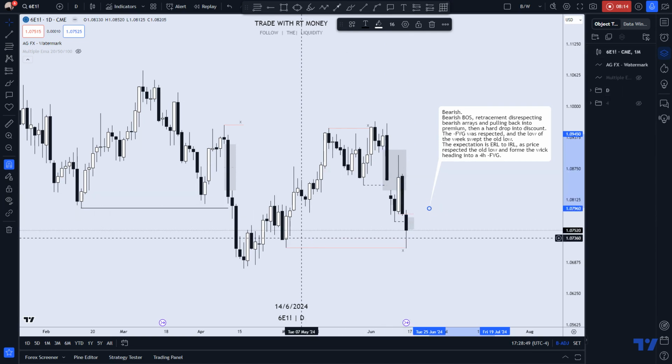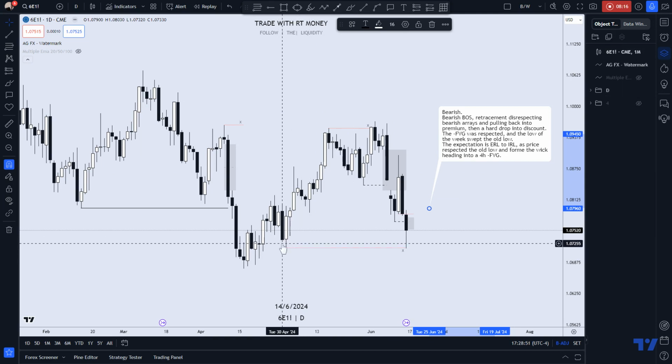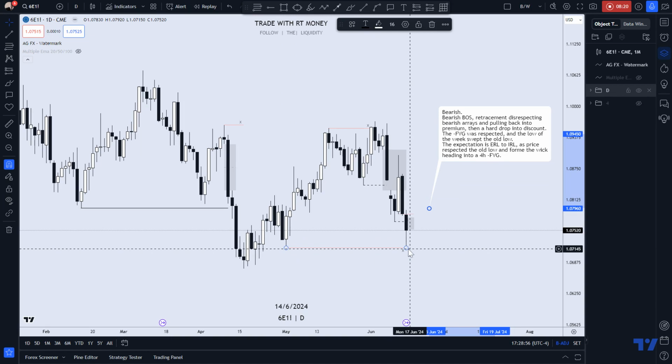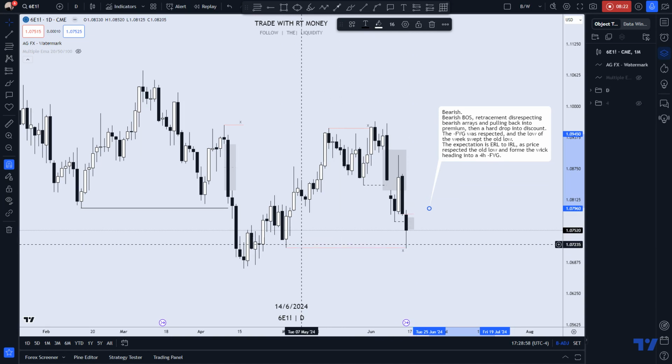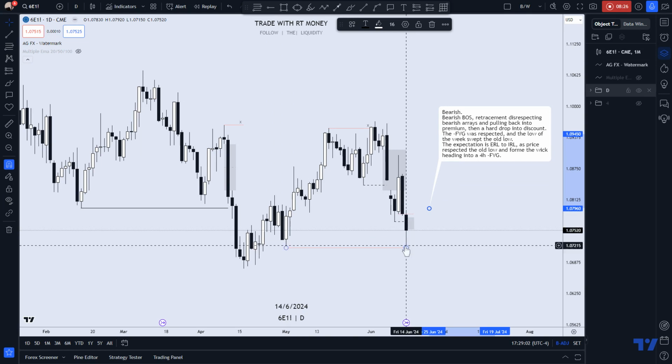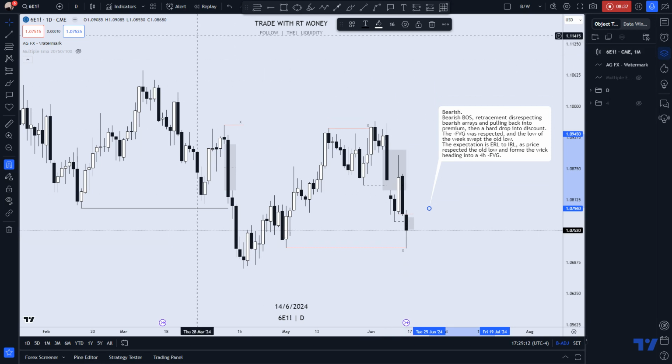All right, and what did it do on Friday? It took out the old swing low over here. All right, and what do you expect after that? After price takes out a swing low, you expect a pullback, and price has shown respect in this wick here, and inside that wick on the lower time frames, you'll likely find fair value gaps.